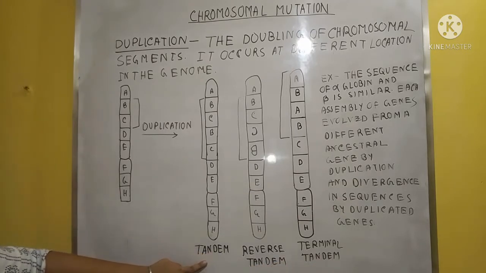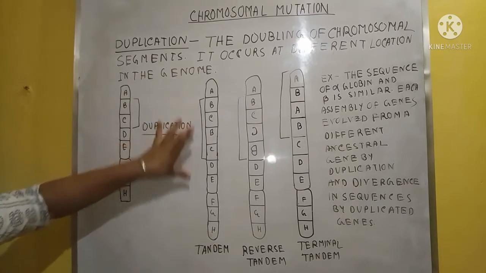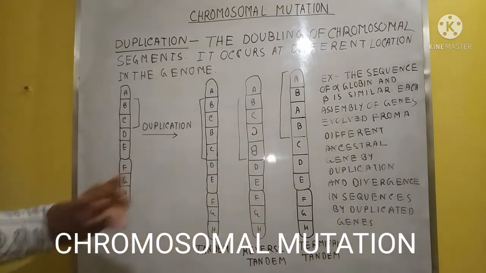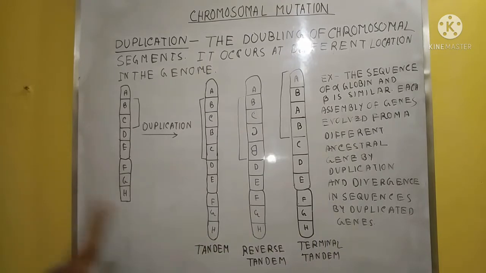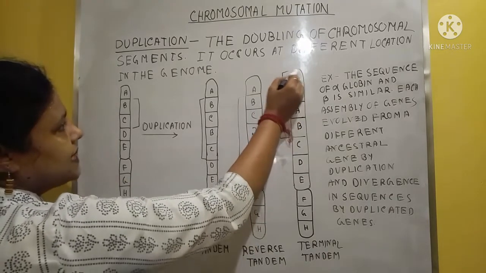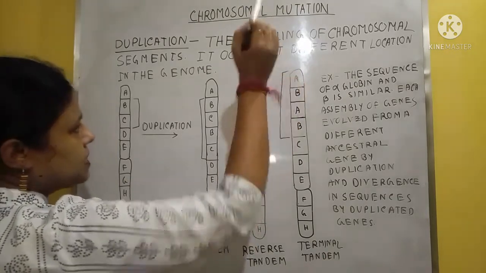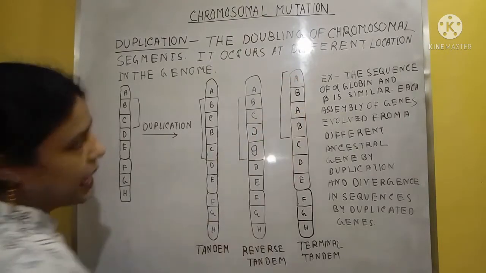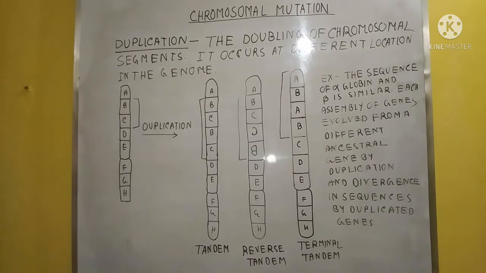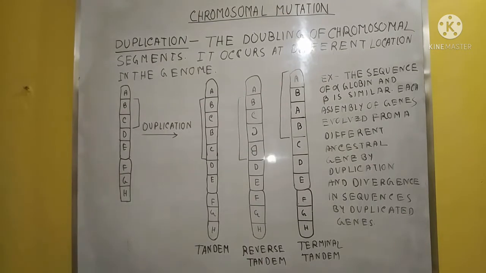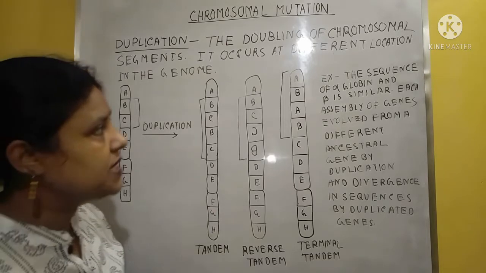One is the tandem, that means just BC and BC. Tandem and terminal tandem are the same in such a way, but there is one difference: A is the terminal and this is doubled and again A is found. Okay, so this is the terminal. And this duplication example is generally alpha and beta globin.